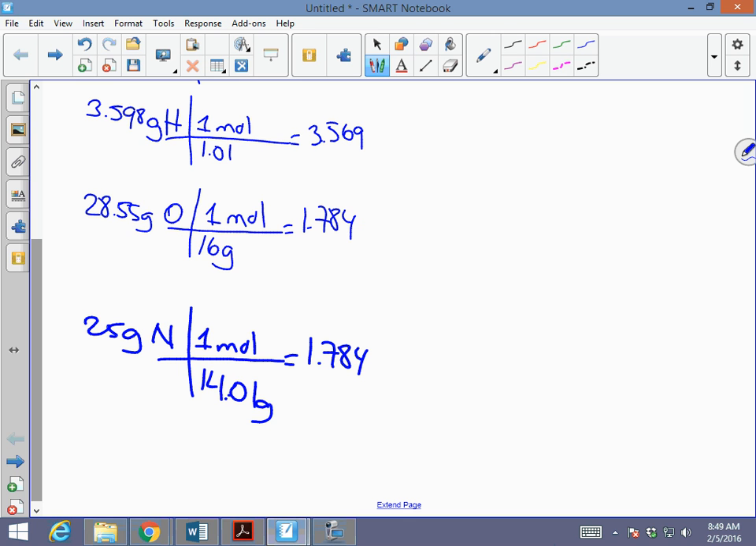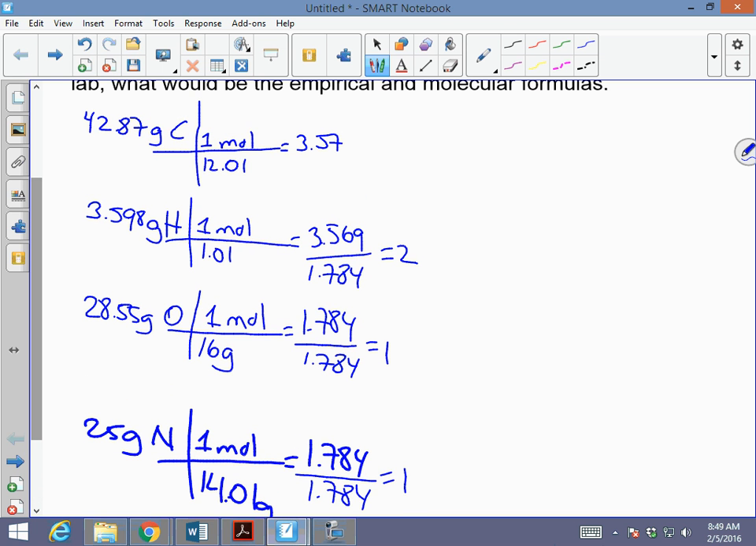Next thing I will do, I will divide by the smallest mole, and the smallest mole of all four is 1.784. Of course, this gives you 1. This gives you 1. This gives you 2. I have one more on top, 1.784. This also gives you 2.